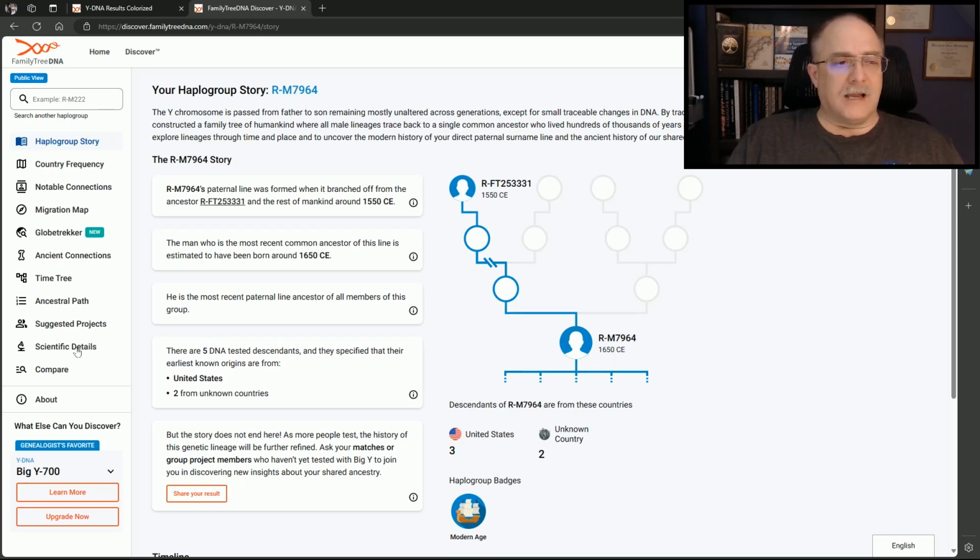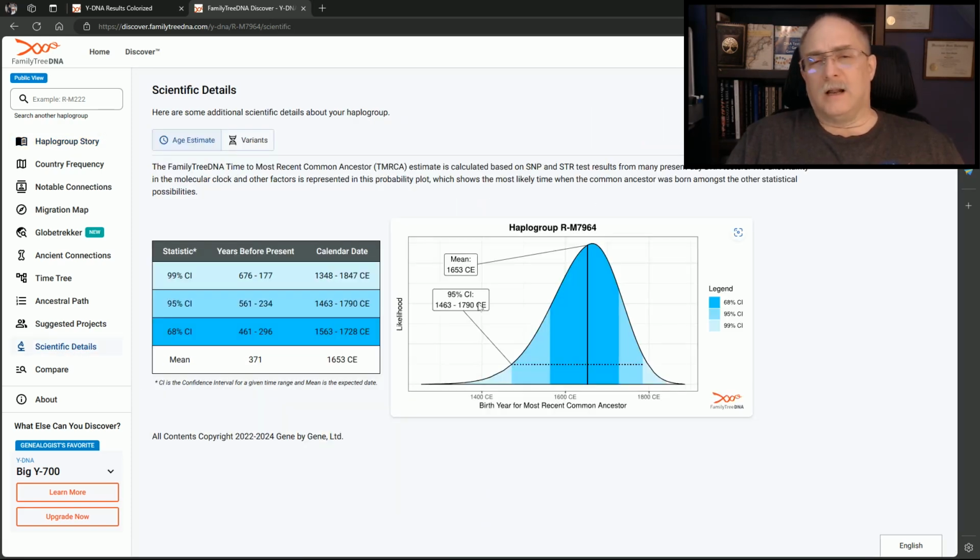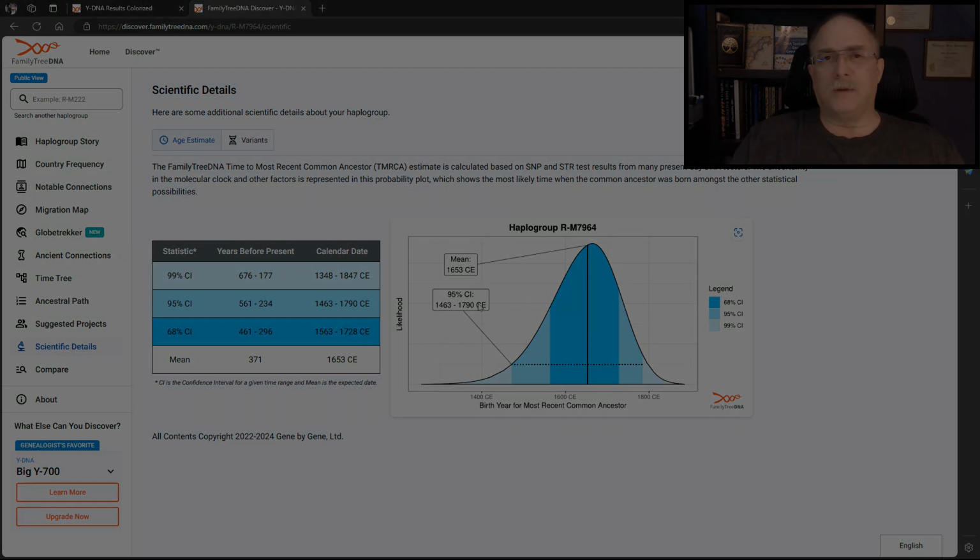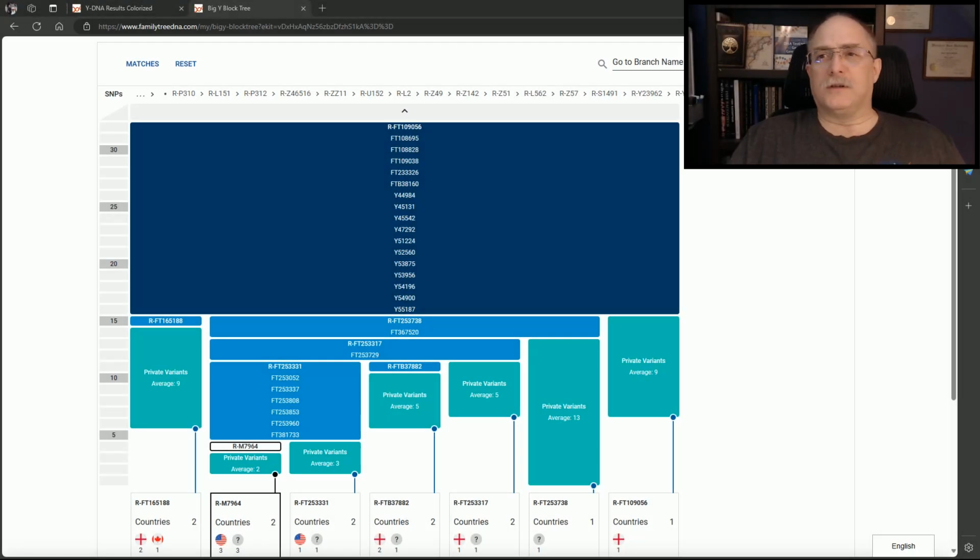Now, let's go into scientific detail on this. The number is 1653, is what they're estimating or showing where that number is on the mean. So what this tells us is this. Family Finder does give you a confirmed haplogroup, but it's usually several thousand years in the past. So I've gone into this person's block tree, and I want to show you where this comes from here. They were right here, R-S1491. That's what they were with the Family Finder.